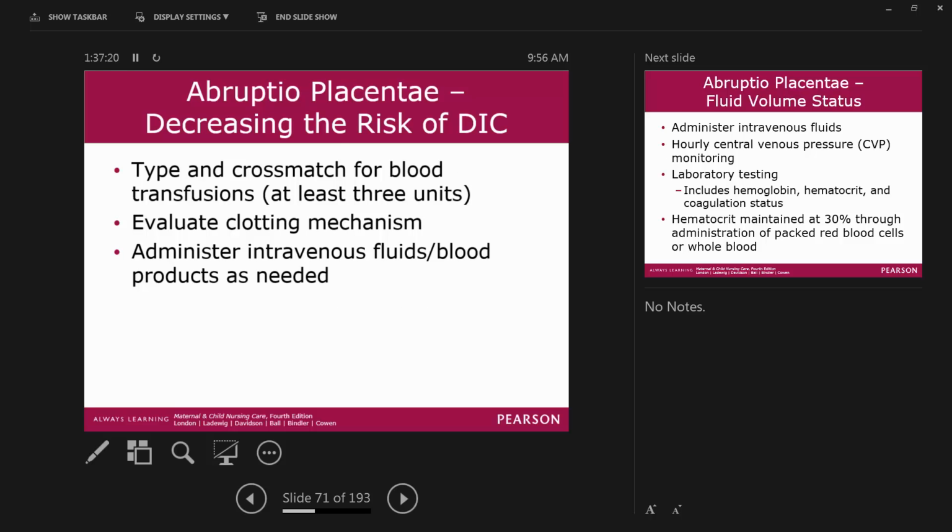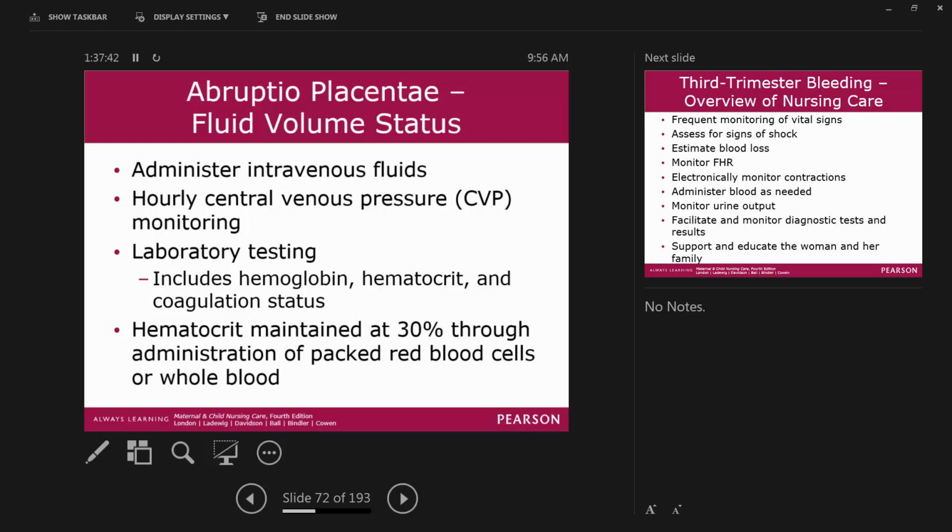Decreasing the risk for DIC. So you just basically want to be prepared. You want to try to get this woman to stop bleeding, and you might want to be administering blood at a certain point. Usually over 1,000 cc blood loss, they're going to start administering blood, IV fluids, oxygen, and be prepared for DIC, which doesn't matter how prepared you are, it's just horrible.